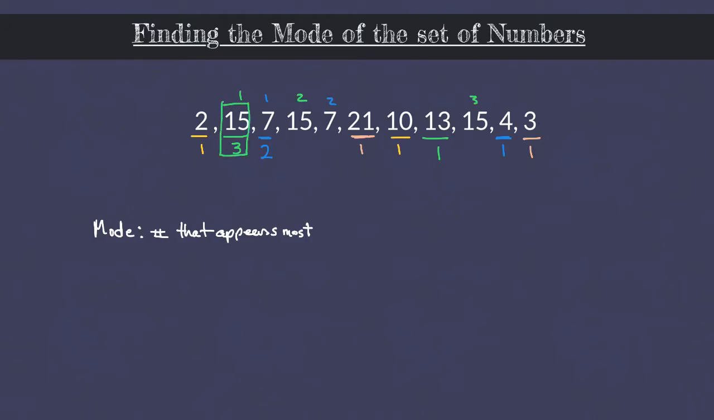So what does that mean? Well, that means that the mode of this set of numbers is going to be 15. It is the number that appears most in the set of numbers. Let's take a look at another example.